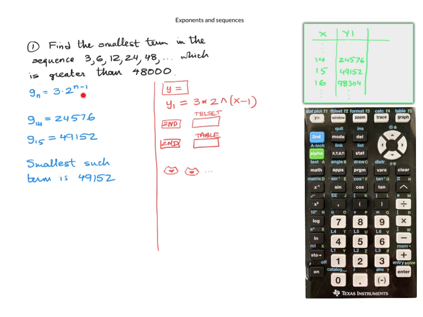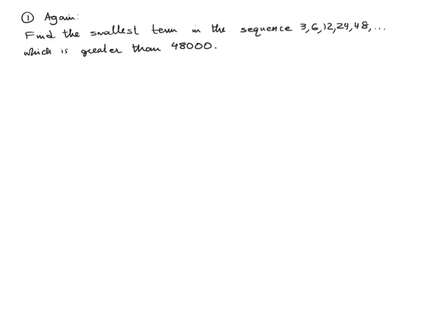If this was a function with x instead of n, and you were talking about real numbers, then a graph would have been a better way to do this. So now we're going to do the same problem again, but this time we're going to use logs instead. So again, we want the smallest term in the sequence that is greater than 48,000.